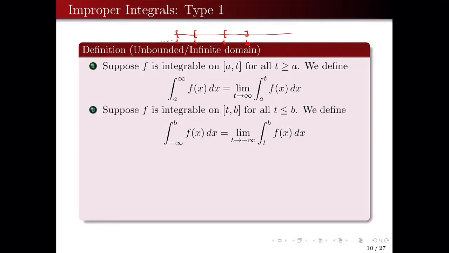So suppose your f is integrable on this interval t comma b for all t less than or equal to b. Then we define this improper integral. The improper integral of f of x dx from negative infinity to b is equal to the limit as t approaches negative infinity of the definite integral of f of x dx from t up to b.